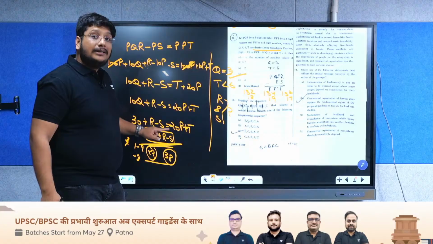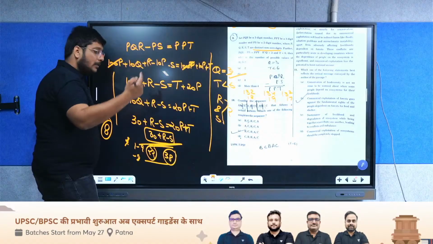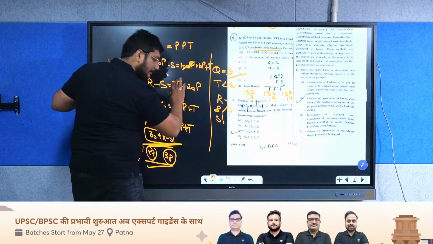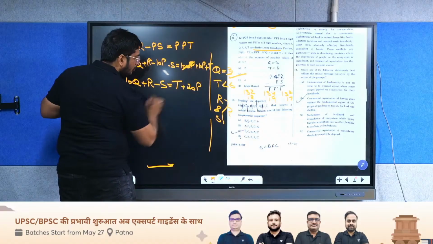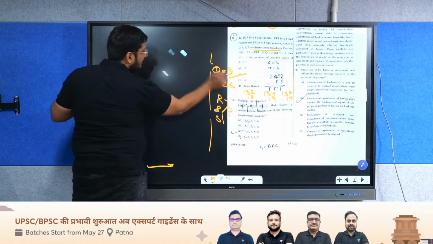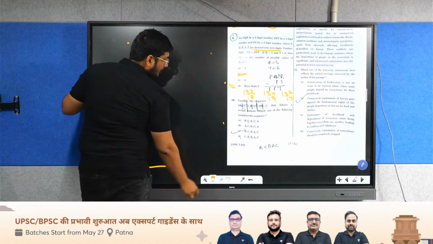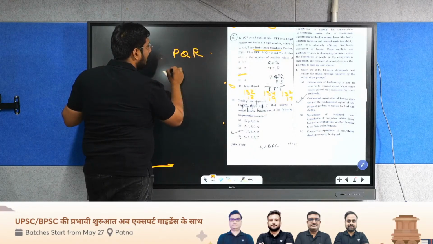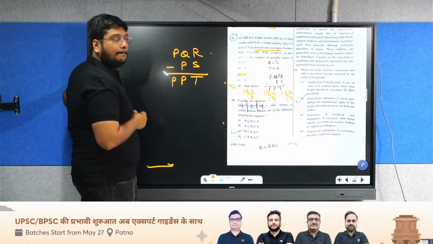Are you understanding why this question is difficult? Writing all this, or you can do one more method. You understood 22 and 38, but putting in the values and solving will still take time. If I do another normal guessing method, guessing generally doesn't work in the exam, but let's see if we are able to do it. The question is PQR minus PS is equal to PPT. Clear?